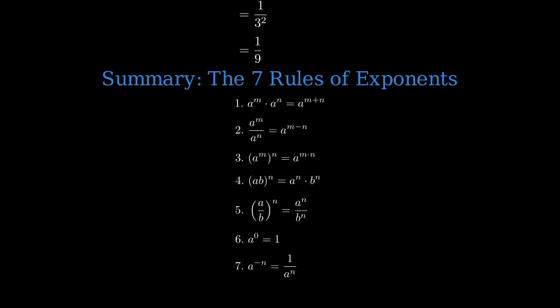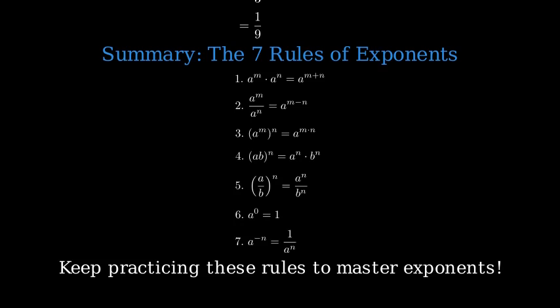The power of a product rule: distribute the exponent to each factor. The power of a quotient rule: distribute the exponent to both numerator and denominator. The zero exponent rule: any non-zero number raised to the power of 0 equals 1. The negative exponent rule: negative exponents mean taking reciprocals. Understanding these rules will help you simplify complex expressions and solve equations more efficiently.